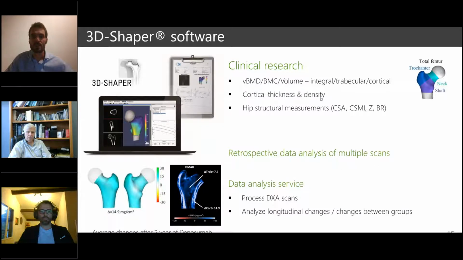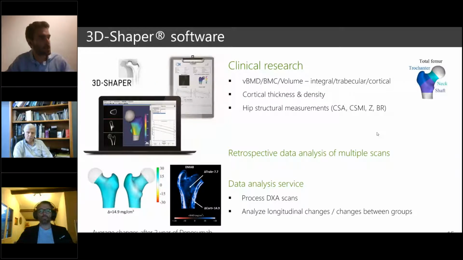Our software can be used also in clinical research, which is the main purpose of the webinar today. In clinical research, we output additional measurements: the volumetric BMD, the bone mineral content, and the volume for the integral, trabecular and cortical bone, at the neck, the shaft, and the trochanter. In addition to the cortical surface BMD, we also provide measurement of the cortical thickness and density. We also output hip structural measurements: cross-sectional area, cross-sectional moment of inertia, section modulus, and buckling ratio.